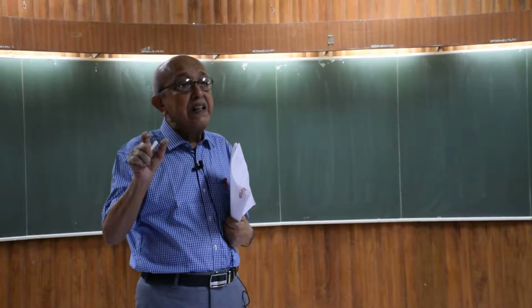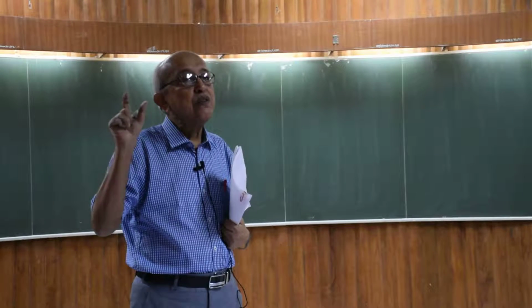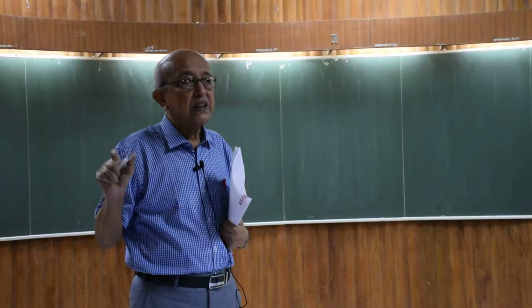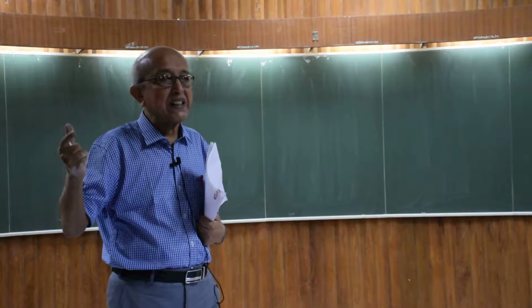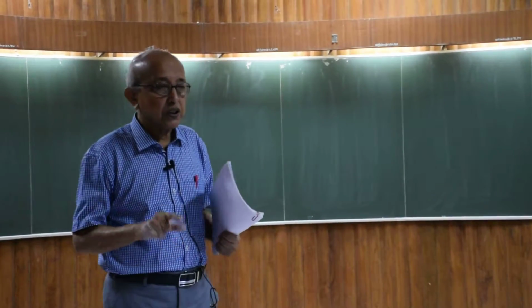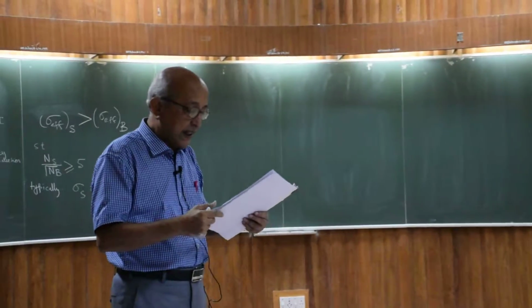And then if you do not see it, then you can put a limit on the cross section or cross section times branching ratio or whatever. So this is the main phenomenology at any colliders.